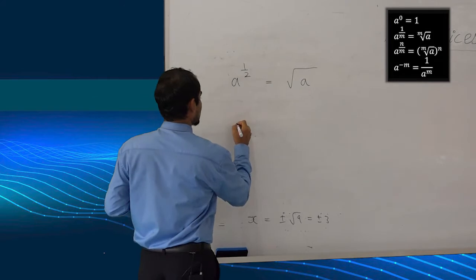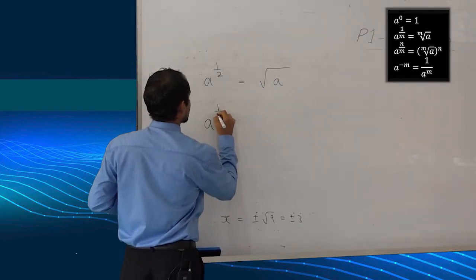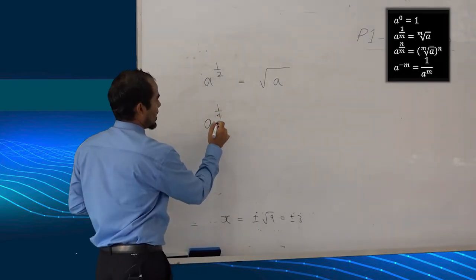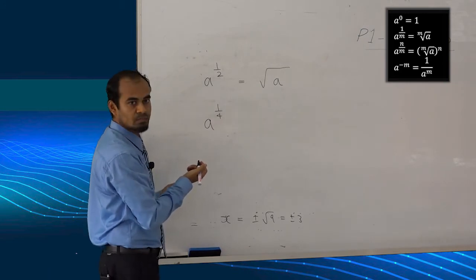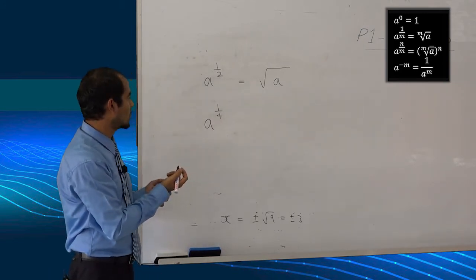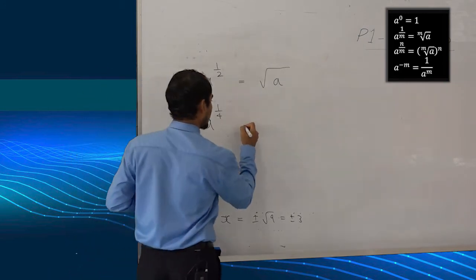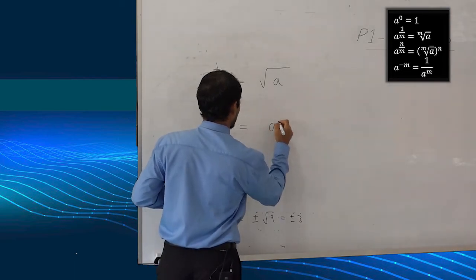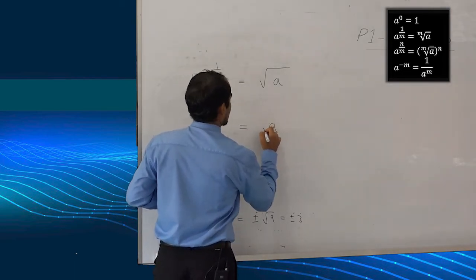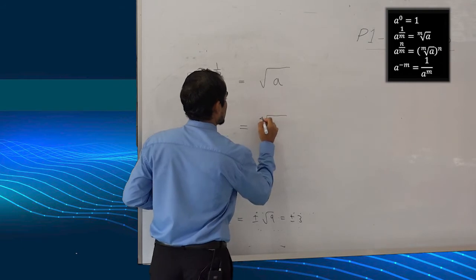For everything else, for example, if you have fourth power or 1 by 4th, a to the power 1 by 4th, you are going to write it as the 4th root of a.